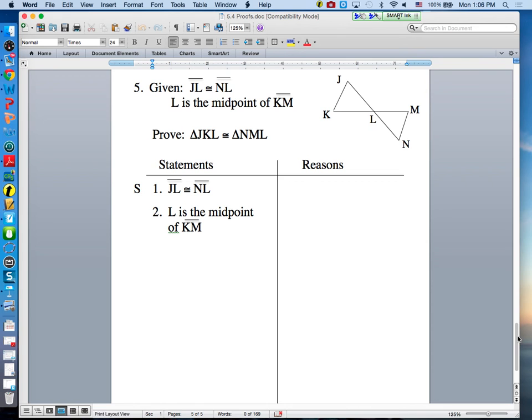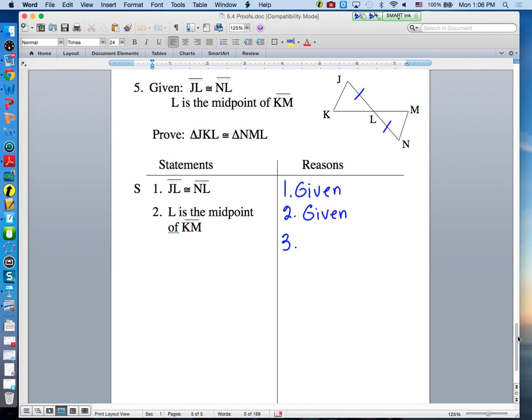Where's line 1 come from? Segment JL congruent to segment NL. Given. Mark it on the diagram. Line 2: L is the midpoint of KM. Given. We are good at the givens.